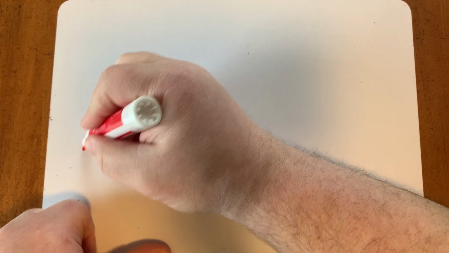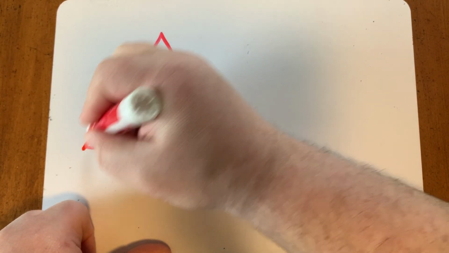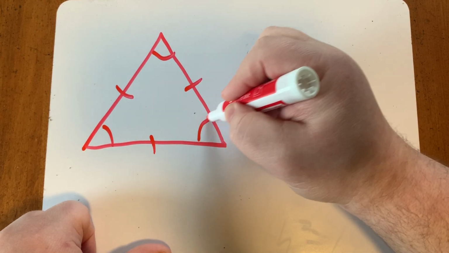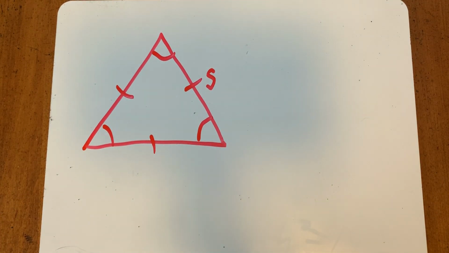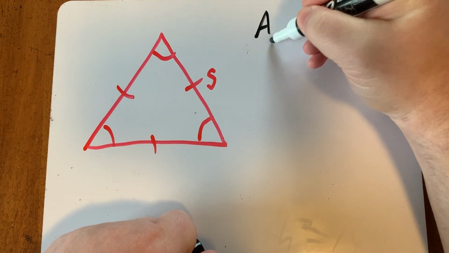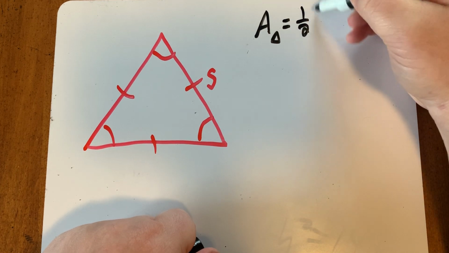The second most common regular polygon that we encounter is a regular triangle. So a regular triangle is equilateral and equiangular. So all the side lengths are the same, all the angles are the same. I'm just going to call the side length S. Now the area of a triangle in general is 1/2 base times height.